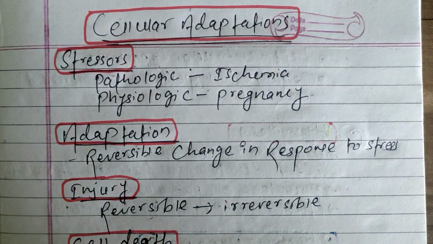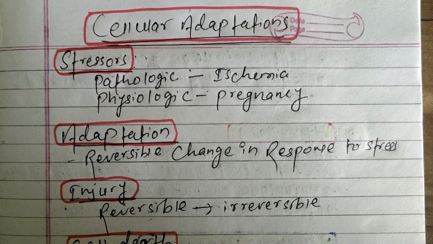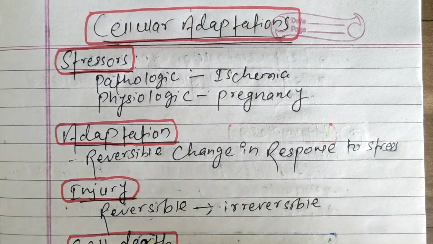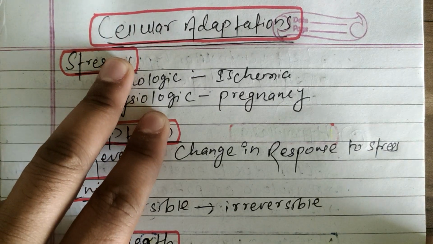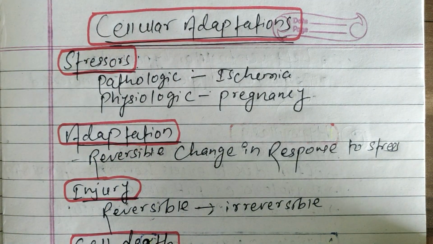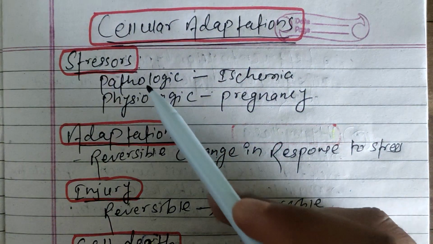Everyone, in this video we will talk about pathology, the first chapter of general pathology, cellular adaptations. This is for first year MBBS. So the chapter is cellular adaptations. First of all, before knowing the definition of cellular adaptations, we should know about the stressors.